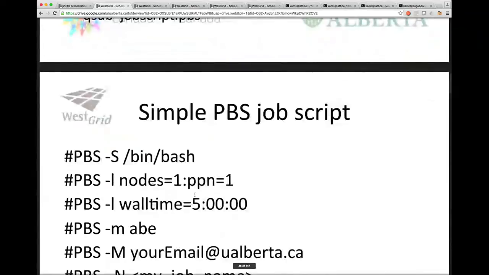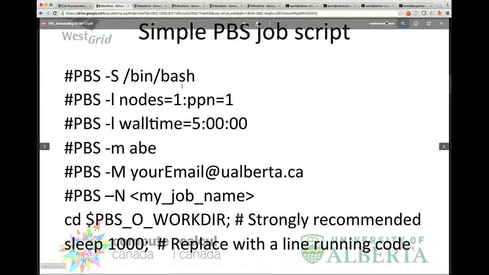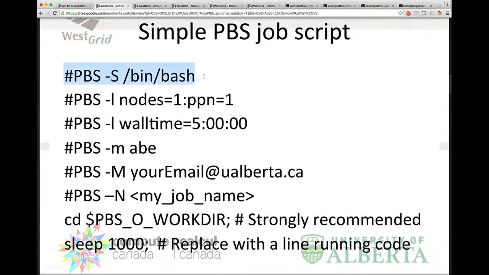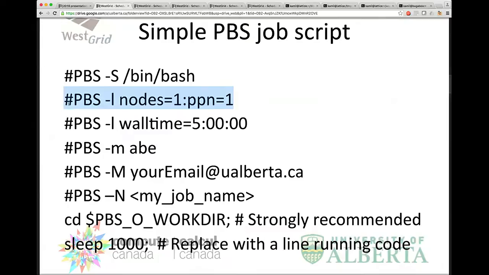So let's look at a typical example of a job script. And here it is. Now, we could go through the basics. The first line sets the shell that is running. Next one says that we want one node with one processor per node. We could also use proc equals 1. That's the same thing here. Here it's asking one processor and one node. Proc equals 1 will be asking for one processor.